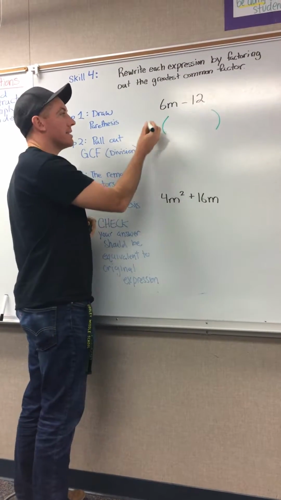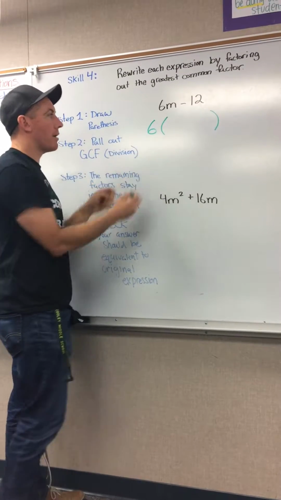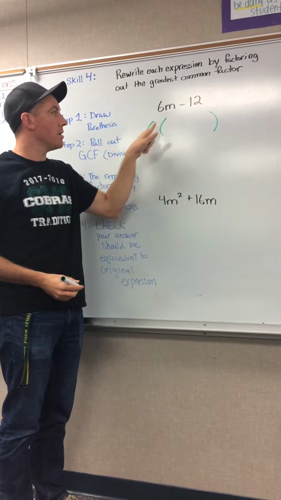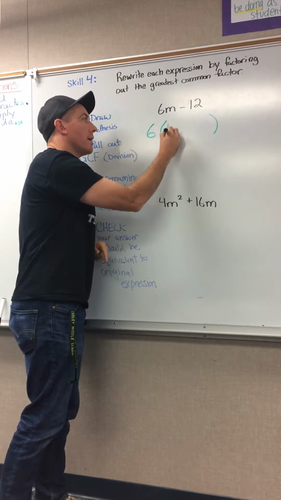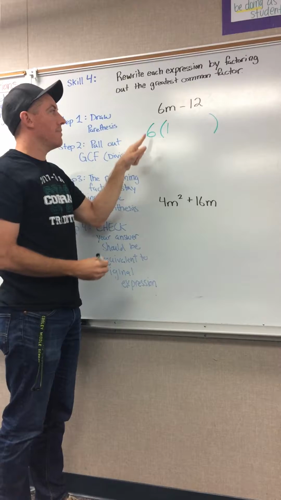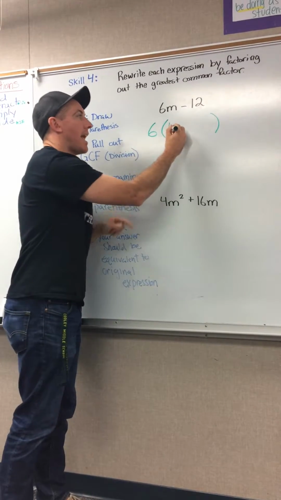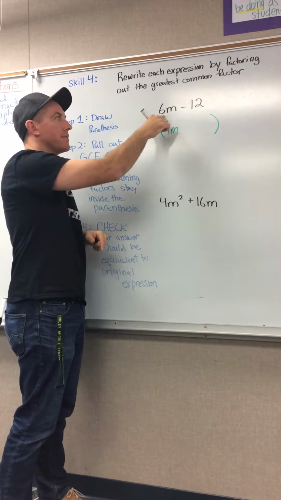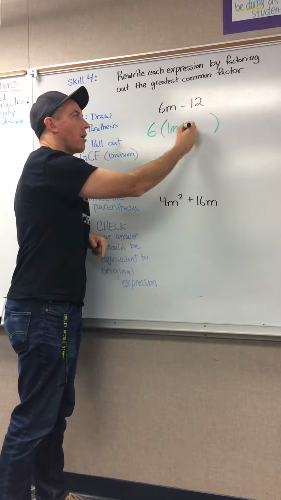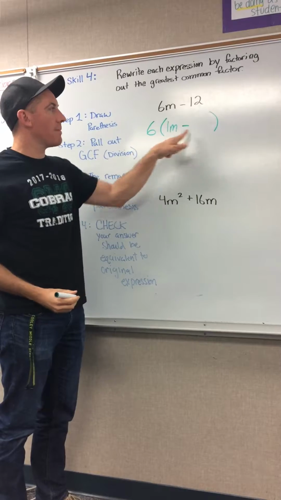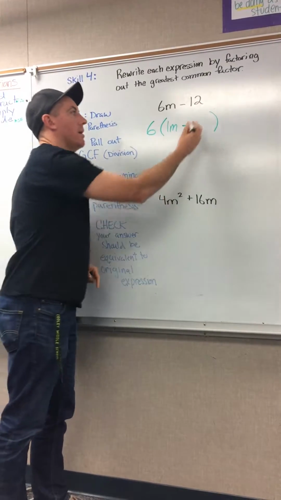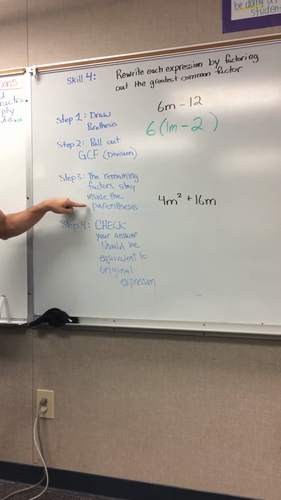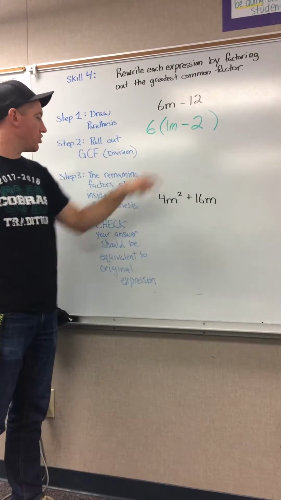If we pulled out a 6 and put it out here, what can we multiply 6 by to give us 6m? So 6 times 1 gives us 6, and 6 times 1 is 6m, because we can see that 6 times 1 is 6 times m gives us 6m. We bring down our minus sign, and 6 times what will give us 12? The answer is 2. Now, the remaining factors stay inside the parentheses. That's the 1m and the 2.